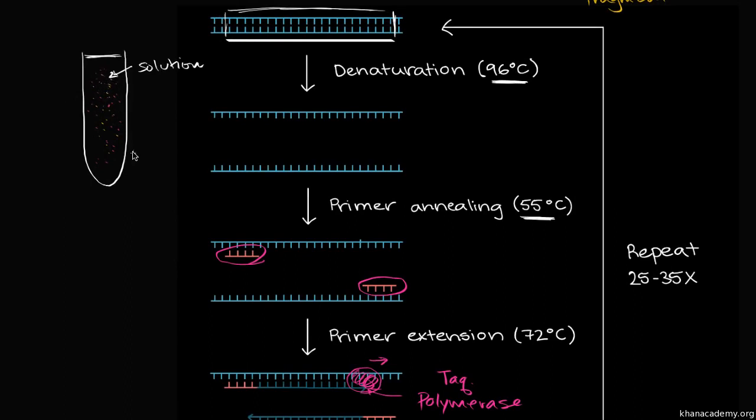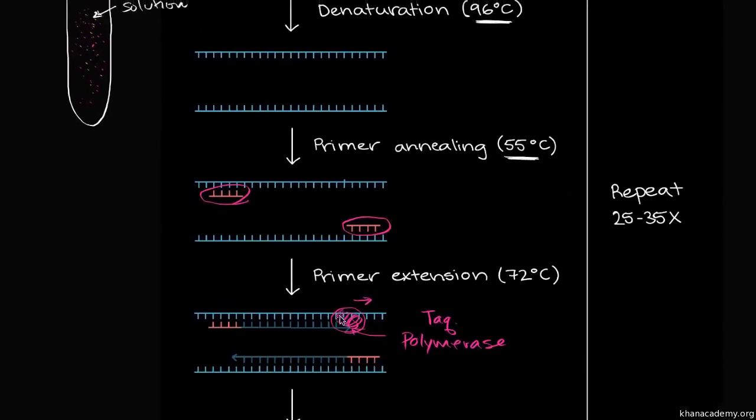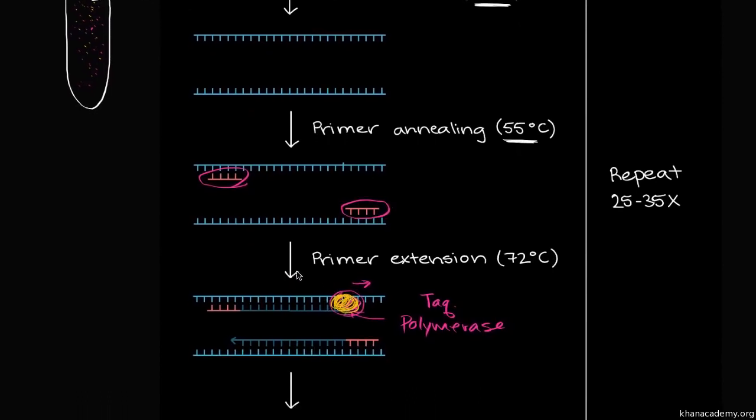And once again, these things aren't robots. They don't know exactly what they need to do. They just bump into things in the right way and react in the right way. And then you would also have to add a bunch of nucleotides. Yes, absolutely. Your reaction is not going to work if you forget the nucleotides. So the Taq polymerase, when you heat it back up again after the primers have been attached, is going to start adding all of these nucleotides.